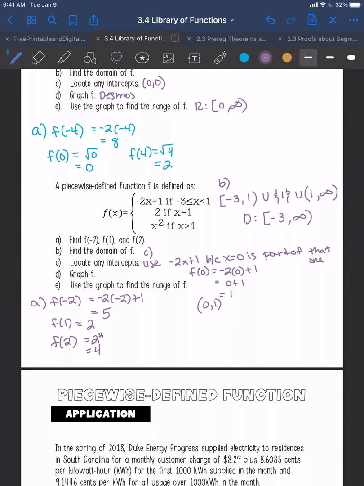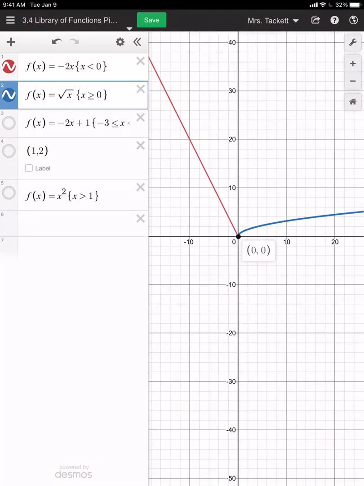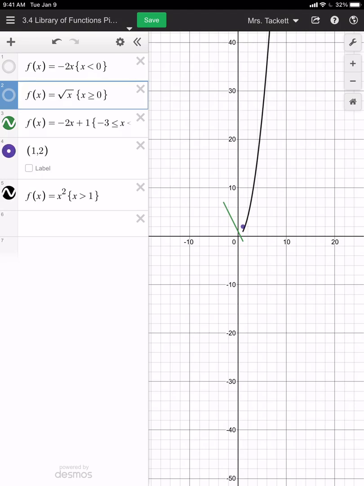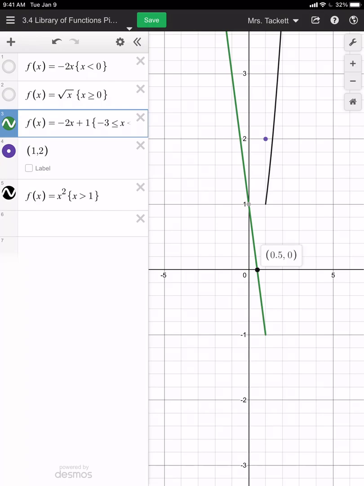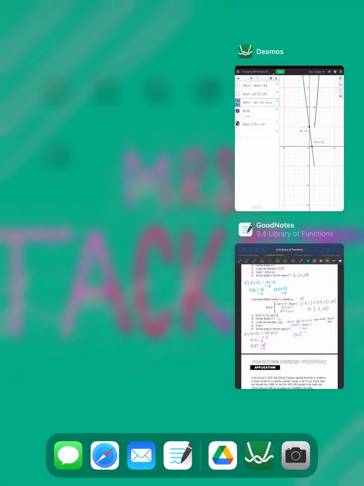And then again, I also like to just check the graph. There might be another one. There could be an x-intercept. So when the y is 0, what does x equal here? So looking at my graph, there's the first part of it. Second part's just an ordered pair. And then there is my third part. So notice we do have an x-intercept here. So there's our y-intercept of (0, 1). Our x-intercept is (1/2, 0).